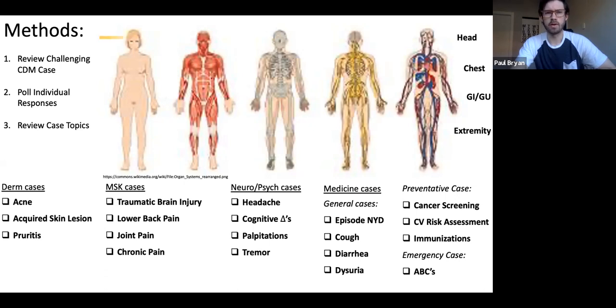So we're going to go across the systems head to toe. We're going to cover a bunch of different systems. We're going to cover a bunch of different types of presentations. So we'll do head ones, and we'll go through the chest. Then we'll go through abdomen and GI problems, and then we'll go through extremity cases. So lots to cover, but we'll start getting through them.